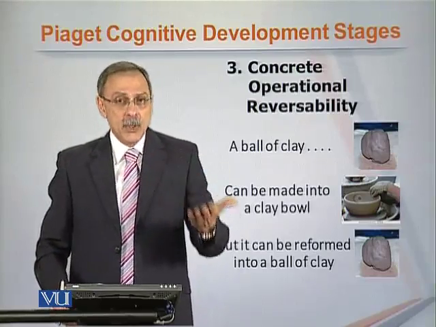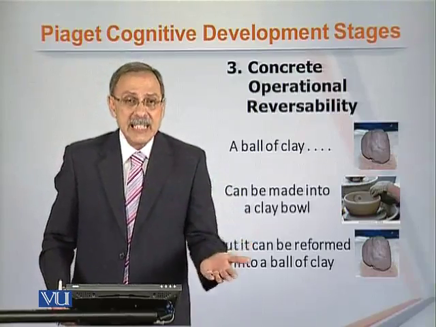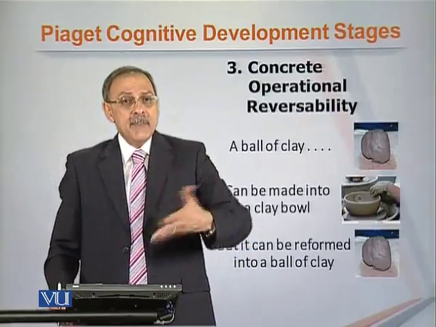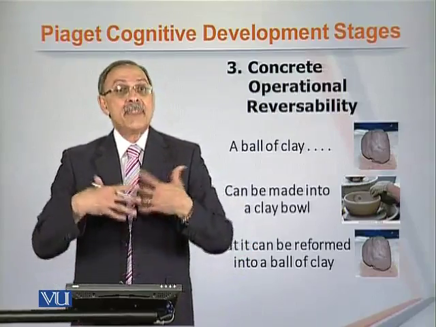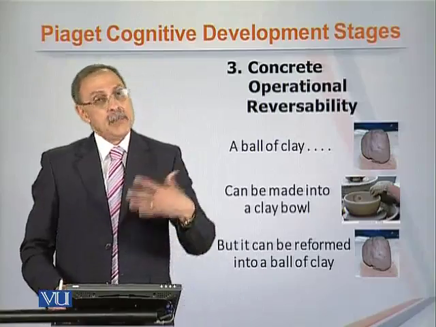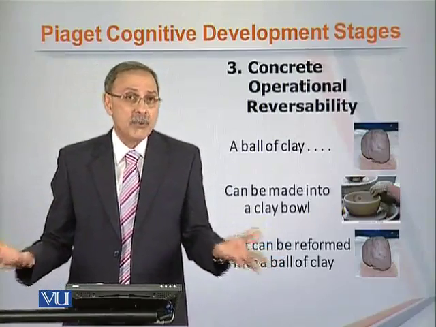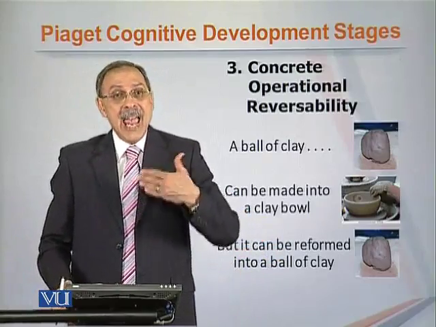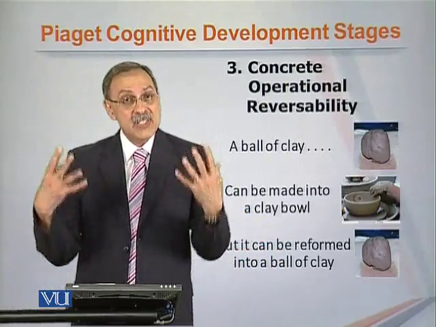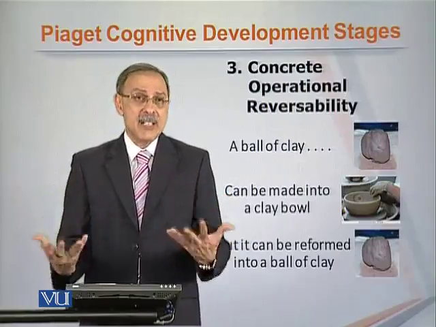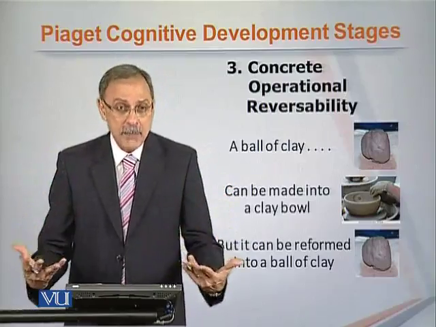Play-Doh is a good thing to use. Plasticine is a good thing to use. When you give these materials to children and let them make little balls and make them into different shapes and see, is it the same amount or not? And when children handling these things themselves see that the amount doesn't change even though the shape may change.